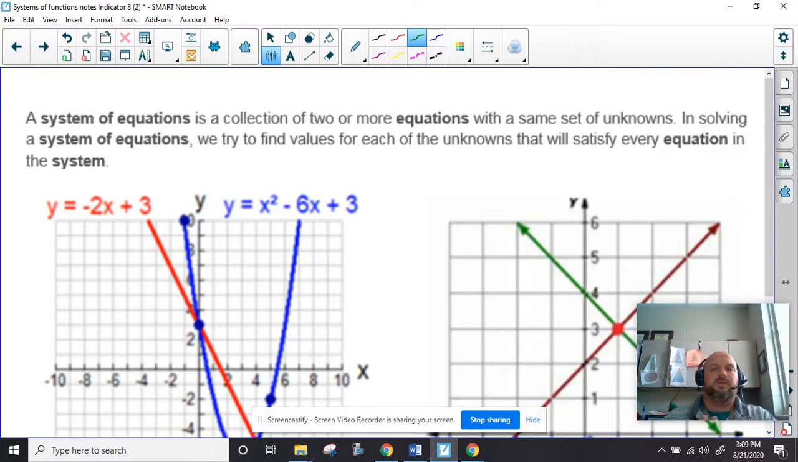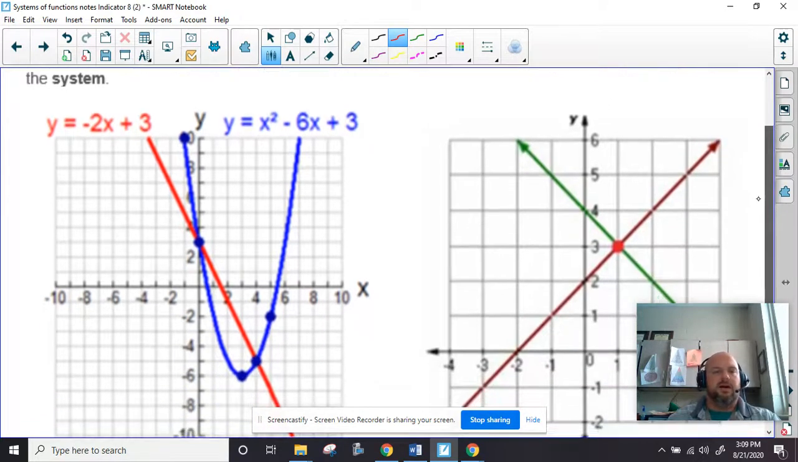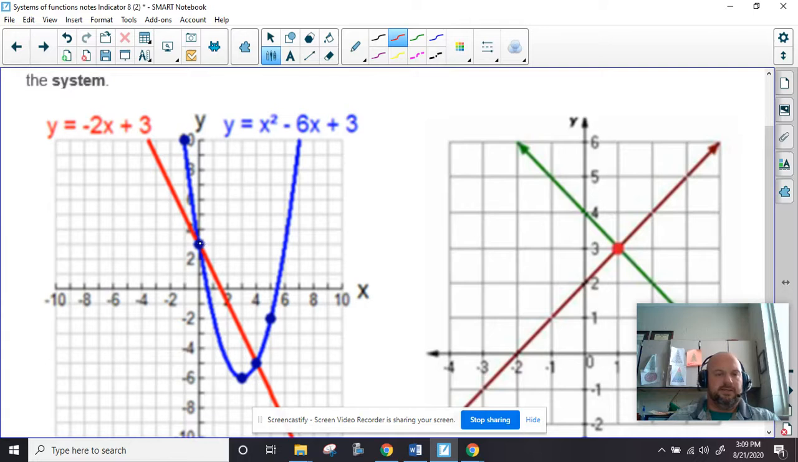Systems of equations. That's where we have more than one. Okay. And believe it or not, the solutions are where they intersect each other. And at those points, if we plug them in, it makes both sides of the equal sign happy, makes them equal.